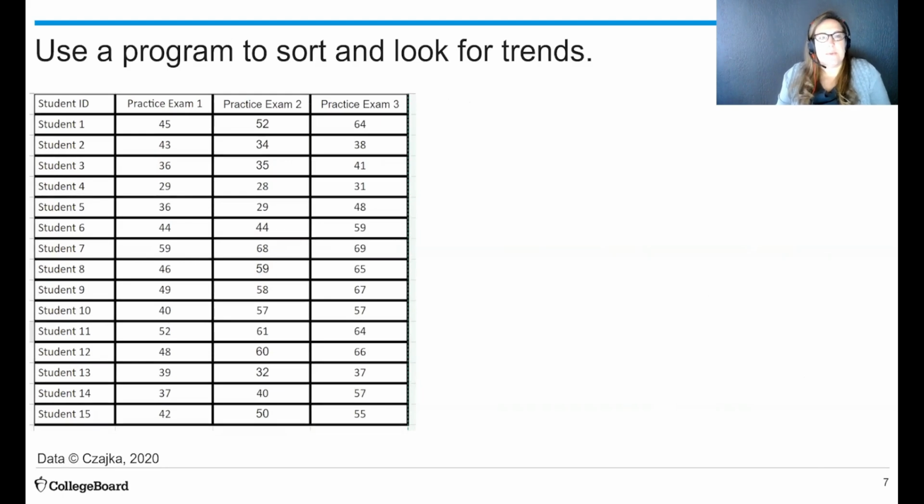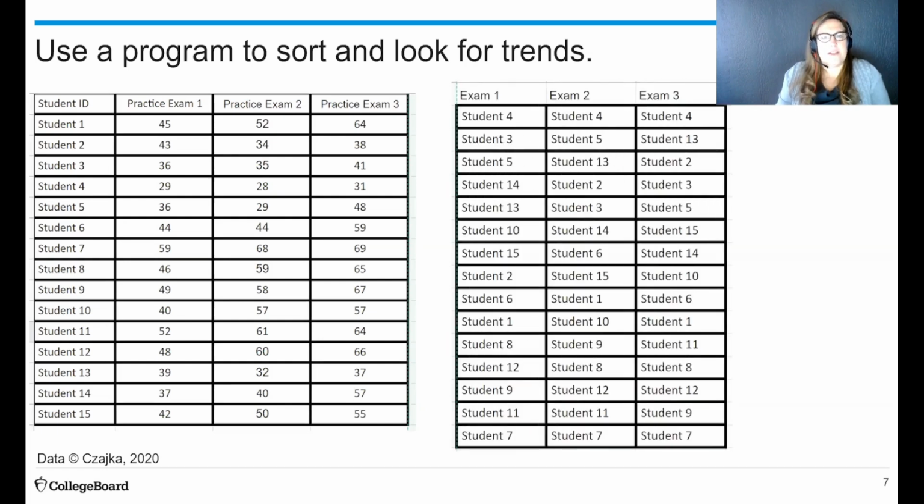So let's use a program to sort and look for trends. So we have the data right here in a table. Here's a new table that I created using a program. This data has for each exam the students from lowest to highest, their IDs. So when I look at this, I can see a few different trends. The same student has scored the lowest on all three exams. At the opposite end, the same student has scored the highest on all three.